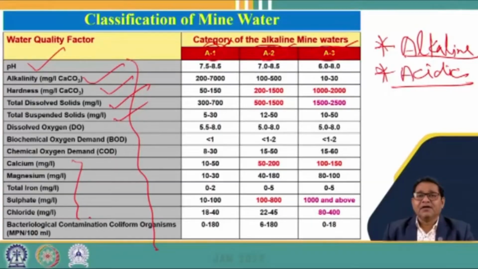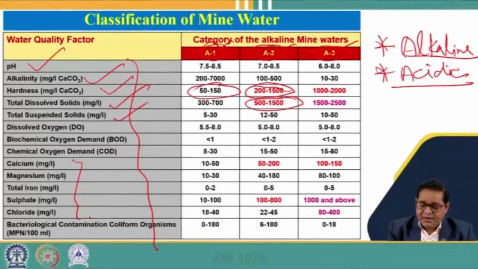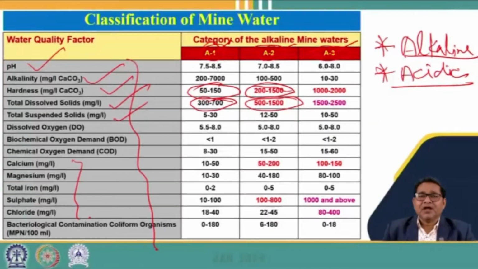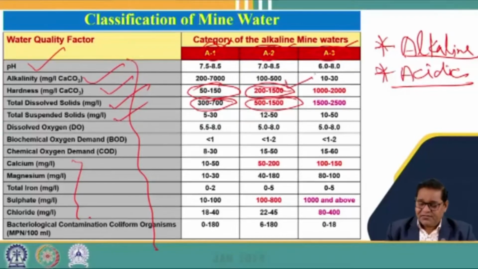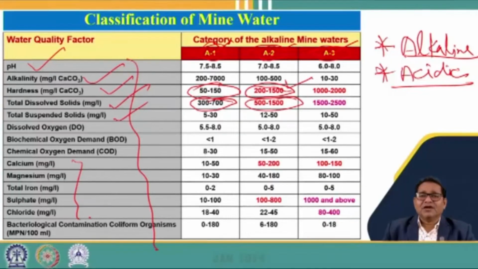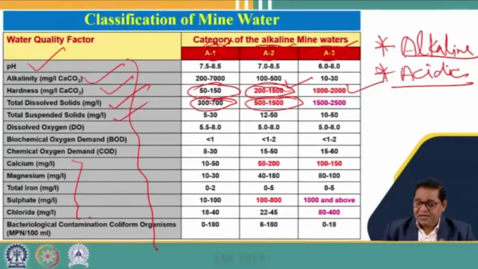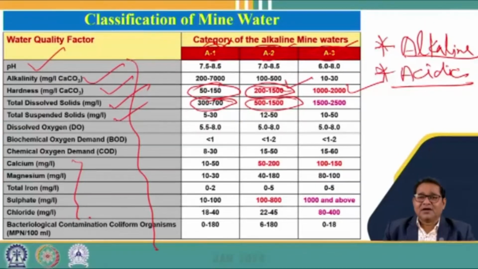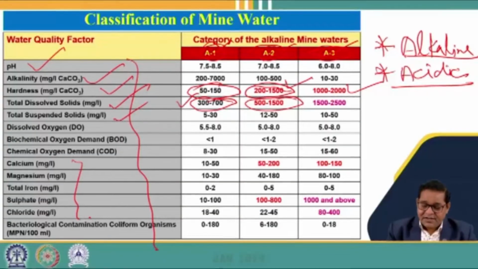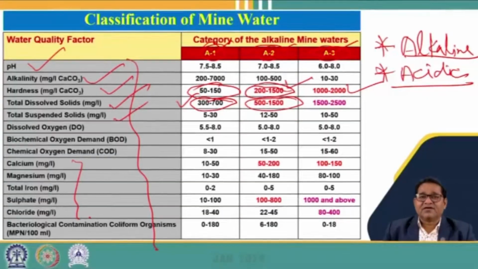These categories are basically divided based on their hardness and TDS concentration. In the A1 category, the hardness of the water is from 50 to 150 milligram per liter, whereas in the A2 category the hardness goes more than 150 and lies in the range of 200 to 1500 milligram per liter, whereas in the A3 category the hardness in the mine water is around 1000 to 2000 milligram per liter.